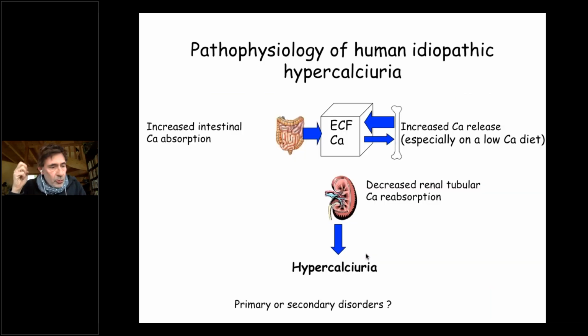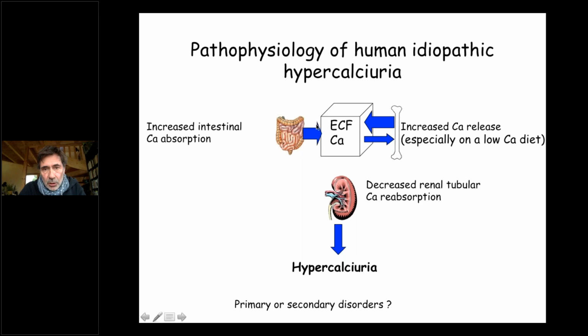And just to end my talk, I would like to mention the most common condition probably of hypercalciuria, which is called idiopathic hypercalciuria. Idiopathic hypercalciuria is a condition that affects, let's say, 5, 6, maybe 7% of individuals worldwide.